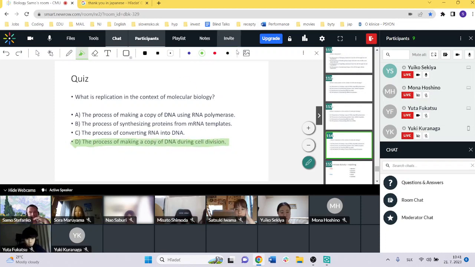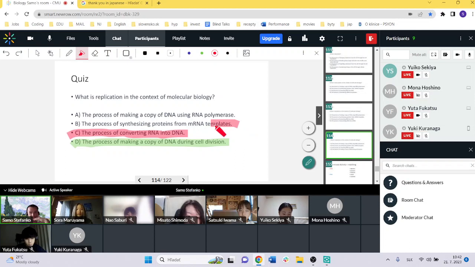Okay, let's propose that's right. As you said, C, the process of converting RNA into DNA, is reverse transcription. The process of synthesizing proteins from mRNA templates, how do we call this process? Reverse transcription. It's a C. Reverse transcription is the process of converting RNA into DNA. That's right. B is, however, a different process, when we are synthesizing proteins from messenger RNA templates. Do you know?